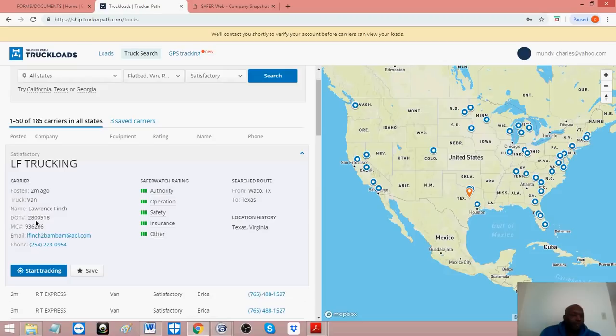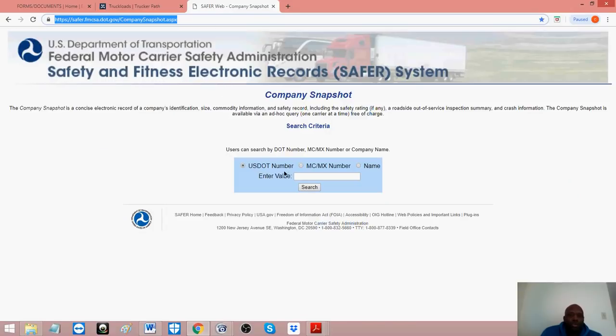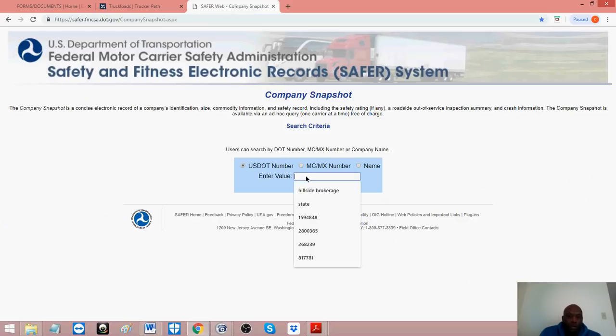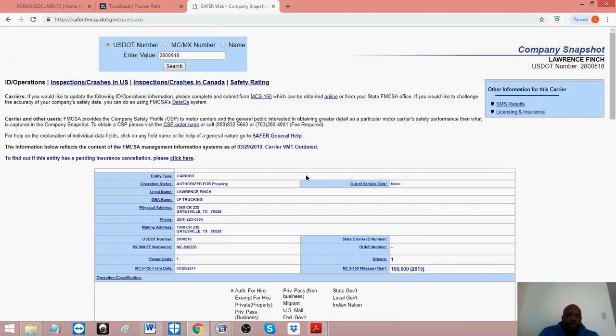So what I do is I take either their DOT, which is the Department of Transportation number, or MC, which is the motor carrier number. I copy one of those. And remember, those numbers are unique numbers for each specific company that's given to them by FMCSA and DOT, right? So I copy that and then put it into the Safer company snapshot, either DOT, MC, or name. In this case, it was DOT. He had both, but I just chose DOT for this one. So I put the value there, and now I get more information about him.